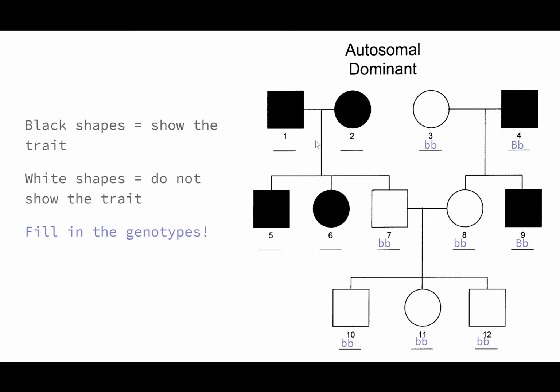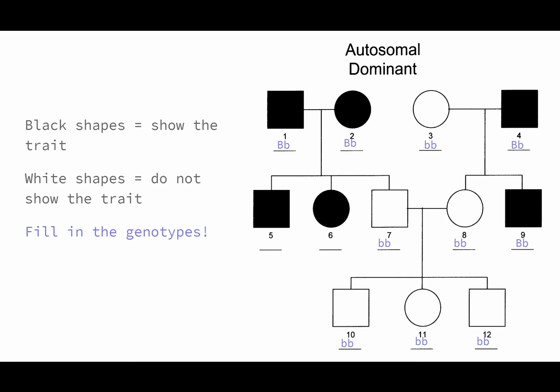So again, you can probably see where I'm going with this. Individuals 1 and 2 also have to be heterozygous. And that way they can maintain that dominant trait while still having that recessive allele to be able to give to individual 7. Okay, and now this is where it gets a little tricky.